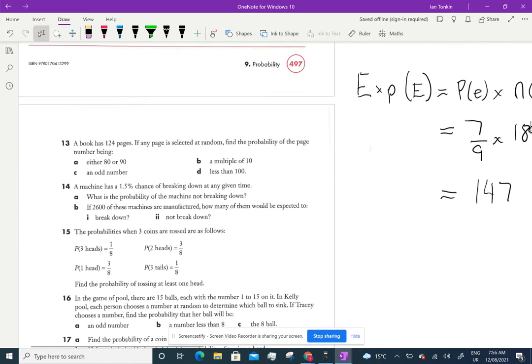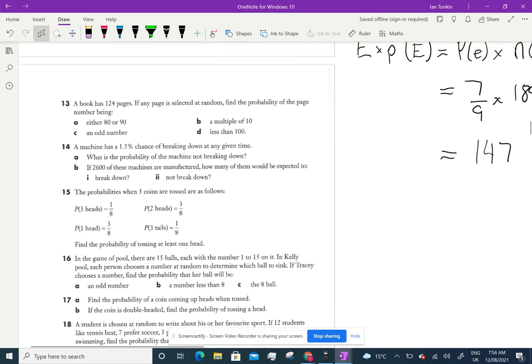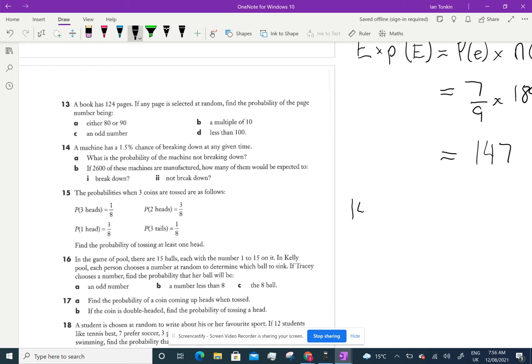12, a die, that's pretty easy. 14, let's have a look at 14. It's a little bit different. So a machine has a 1.5% chance of breaking down. Now remember, that's 1.5 over 100, so it's 0.015. You can do some other sort of breakdown if you want. What is the probability of the machine not breaking down?